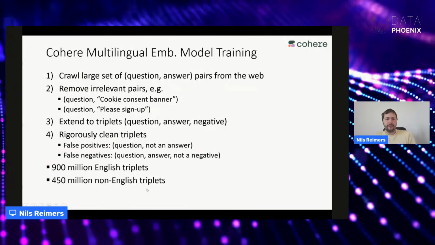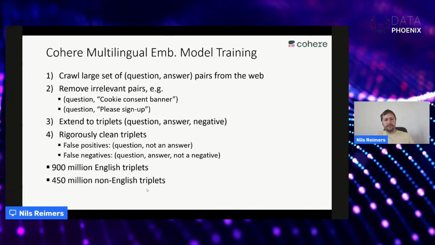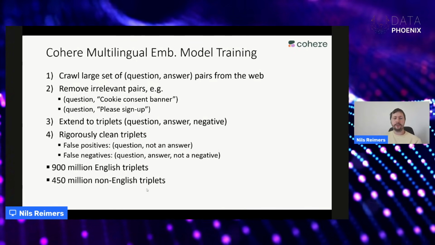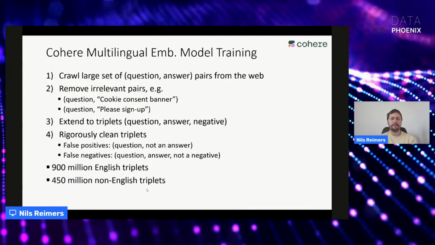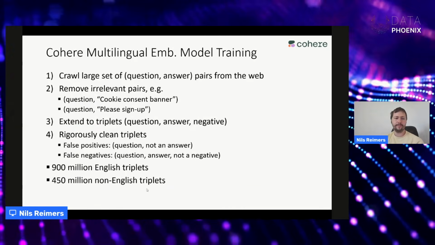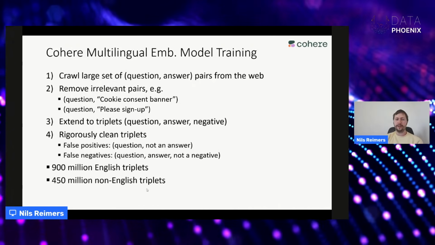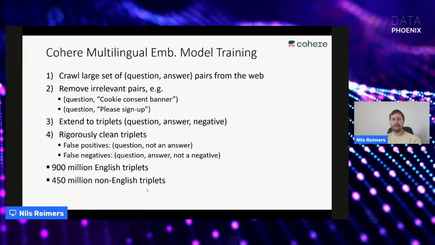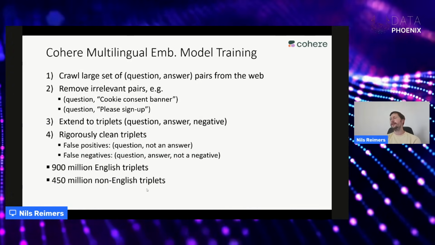So how did we train the multilingual model? The biggest challenge was getting data for this. What we did is crawl a large set of question-answer pairs from the web and remove irrelevant pairs, like a question and a cookie consent banner, or "please sign up here." The challenge is, how do you do this across 100 languages?